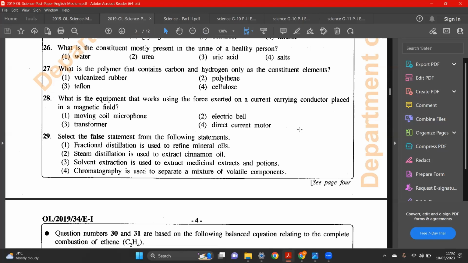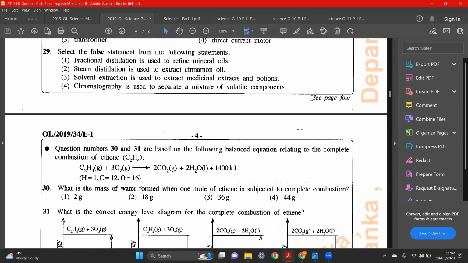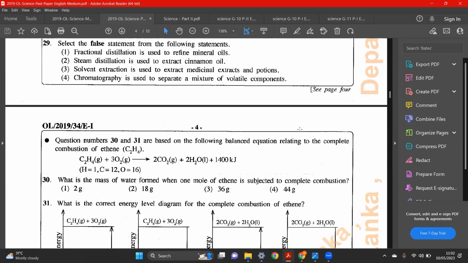All right, then the 29th question. Select the false statement from the following statements. Fractional distillation is used to refine mineral oils. That is very true. When it comes to these crude oils, fractional distillation is the best way to separate and get all your petroleum products, your diesel, your kerosene, your jet fuel, all of that. You do it through fractional distillation.